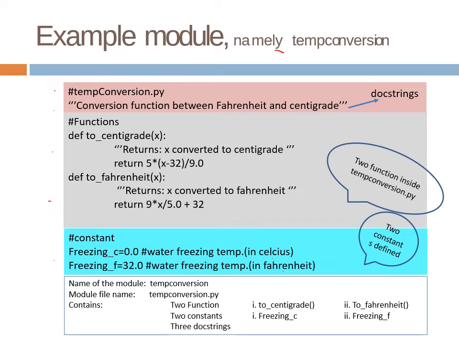Summarizing my module, I have given here all the contents that are available inside the module. I have summarized and given it below. The name of my module is tempconversion. The module file name is the same as the module name, so tempconversion.py, and it contains two functions, to_centigrade and to_Fahrenheit. It has two constants, freezing_C and freezing_F, which I have defined inside the module, and I have three docstrings. One is in the beginning and two docstrings are available inside the functions. So altogether I have three docstrings in this particular module.